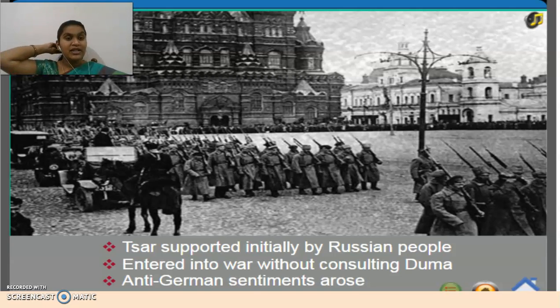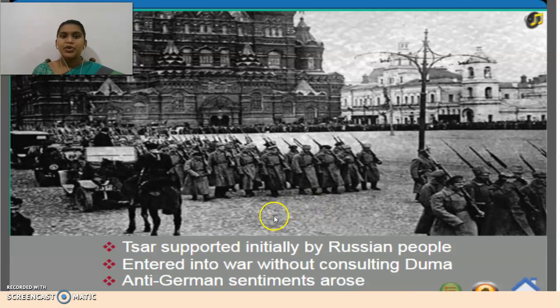So the Tsar, initially supported by the Russians, entered into the war without consulting the Duma. The parliament was already there, but without consulting them, without taking permission from them, without informing them, he joined the First World War, and anti-German sentiments arose. As I told you in the beginning, Russia fought mainly against Germany and Austria. So they started to oppose Germany, and anti-German sentiments arose in Russia.